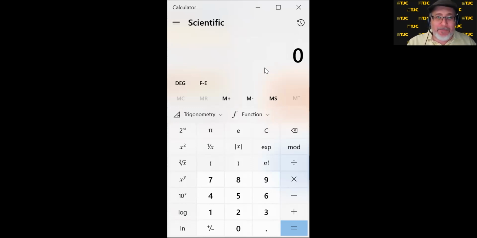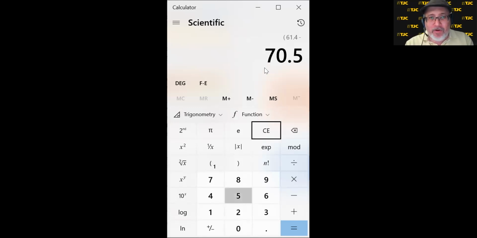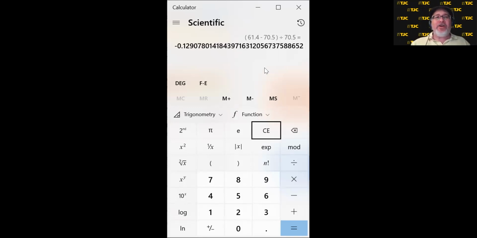So instead, I'm going to type parentheses 61.4 minus 70.5, close parentheses, divided by 70.5. And now it knows to do the subtraction before the division. All right, so it is your responsibility to know how to use your calculator. If you're not sure, get a hold of me and I'll be more than happy to help you out.